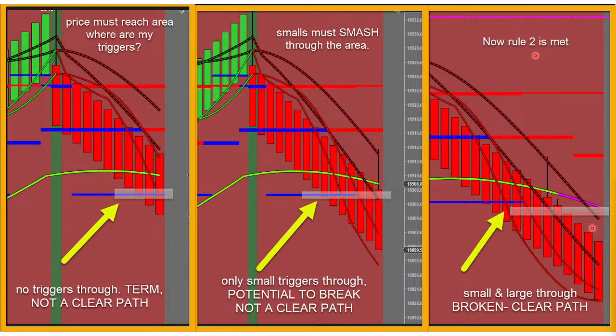Rule number 2 is met when both the small triggers and the large triggers get to the other side of support. When both the small triggers and the large triggers get to the other side of resistance. It has absolutely nothing to do with your price bars and everything to do with your triggers. Your price bars set off the decision-making process. Your triggers give you the best shot at understanding what that decision will be. So, for brand new users, it's either a termination condition or it's a clear path.